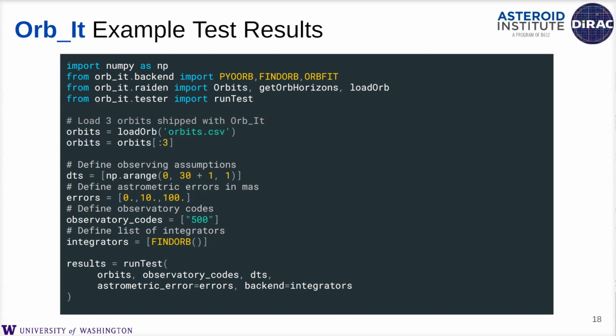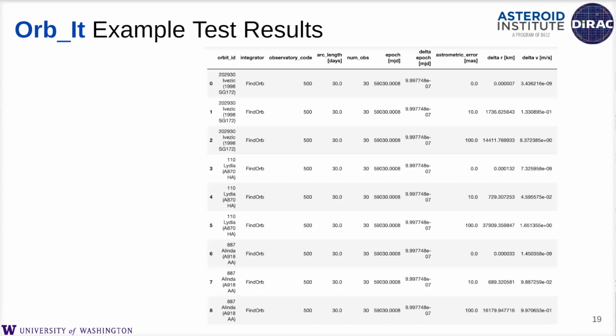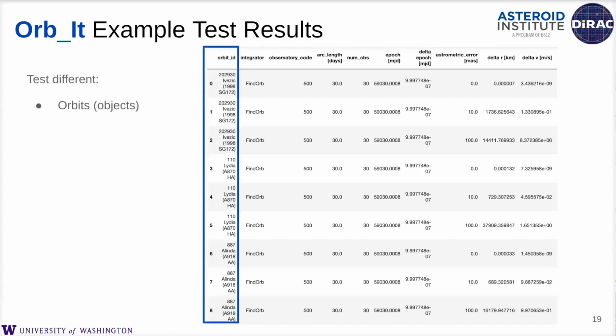Once you have all of these things defined, you run a single command and it produces something like this. Here's an example result from that run test function. It's a pandas data frame, and I'm going to walk through all the things we can see here. I already alluded to this, but you can test different objects. In this case, we're seeing 3 different objects, each represented 3 times. That's because we varied the astrometric error, and we can see what the effect is in just a second.